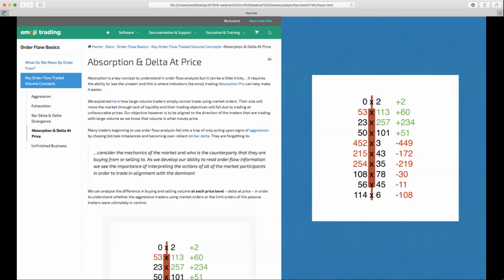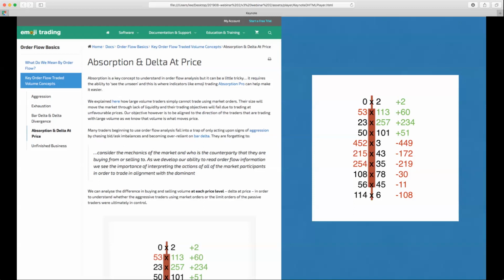But as a high-level explanation of how we can equip ourselves to identify absorption, the tool that we use is considering the delta horizontally. So we're not looking at diagonal bid-ask imbalances. What we are doing is looking at every price level, subtracting the bid volume from the ask volume. So in this illustration here, at the top of this candle, 2 contracts lifted the offer, no volume hit the bid. So 2 minus 0 is +2, positive delta.